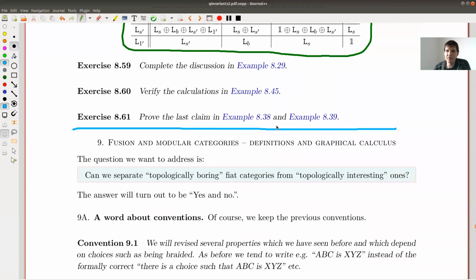Anyway, I hope you're up for a bit more graphical calculus next time. Today was very much linear algebra based, like writing down graphs and matrices. Next time we'll see more graphical calculus again by trying to construct those Verlinde categories.